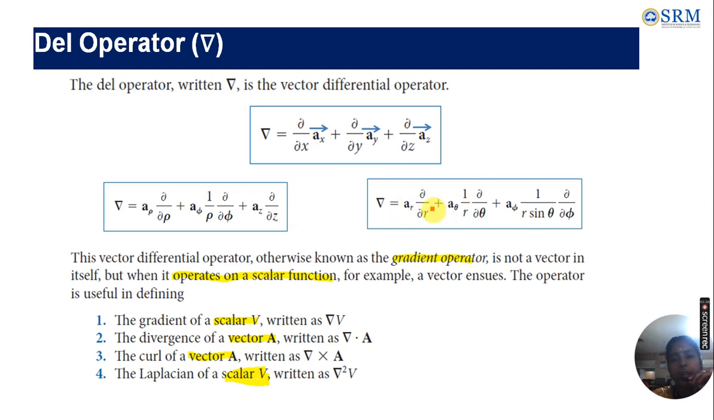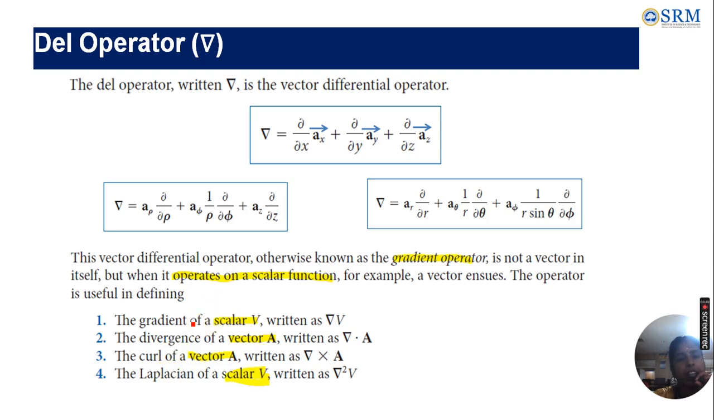Similarly, for spherical coordinates, it is dou by dou r into ar cap plus, here it depends on the radius of the sphere, so 1 by r dou by dou theta into a theta cap plus, here the azimuth angle depends on r sin theta, so 1 by r sin theta dou by dou phi of a phi cap. These are the del operators in all three coordinates, and we are going to use this del operator to find four different quantities.